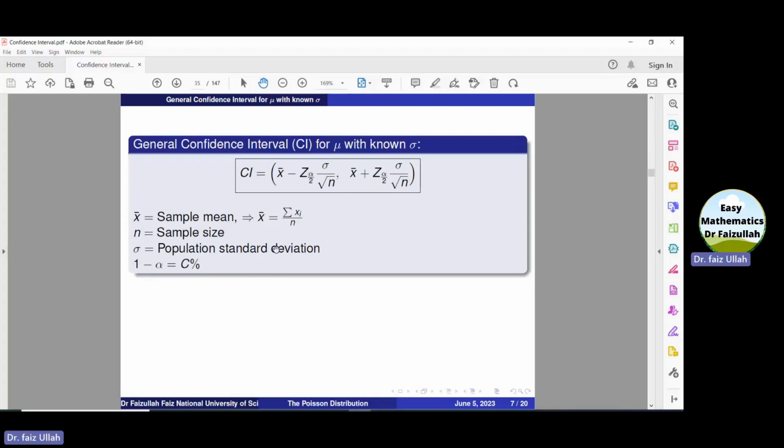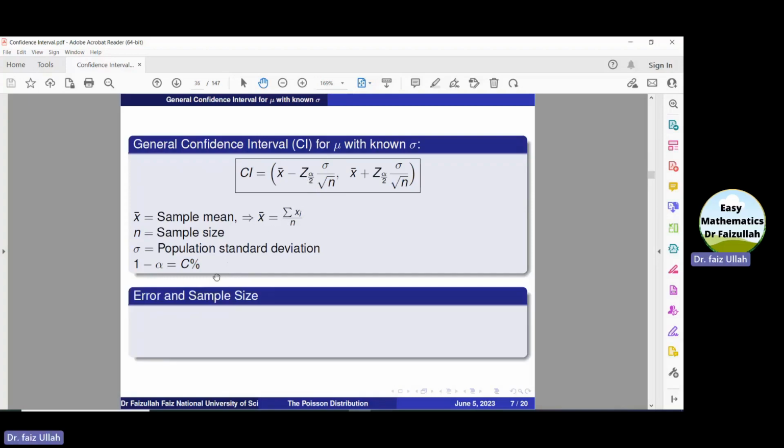Even if someone asks to find 99% confidence interval for mu with known sigma, then we shall substitute 1 minus alpha is equal to 99%, which is equal to 0.99. From that we can get the value of alpha and then alpha by 2. Using the value of alpha by 2 here, from the table of normal distribution, we can find the value of z.